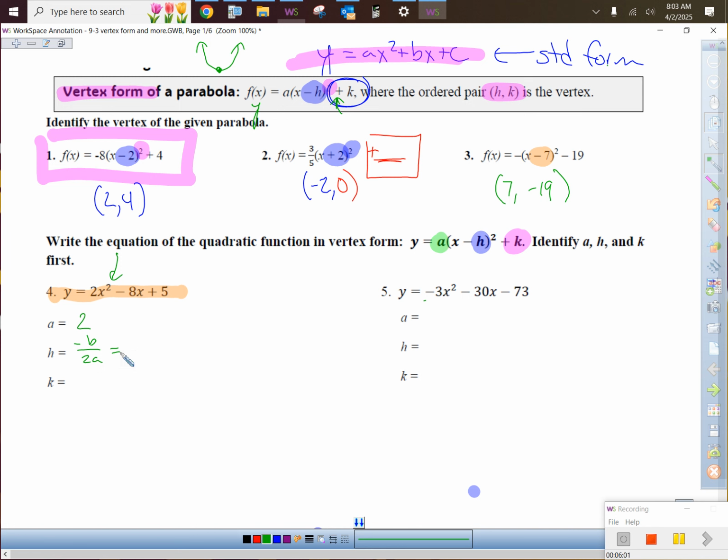So let's do that. What's the opposite of b? 8. And 2 times a would be 4. All this little bit of work I want to see. And then obviously we'll clean up 8 divided by 4, and that would be 2. Rock on? So H is the x value of the vertex. K is the y value of the vertex. How did we find the y value of the vertex once we had the x value of the vertex?